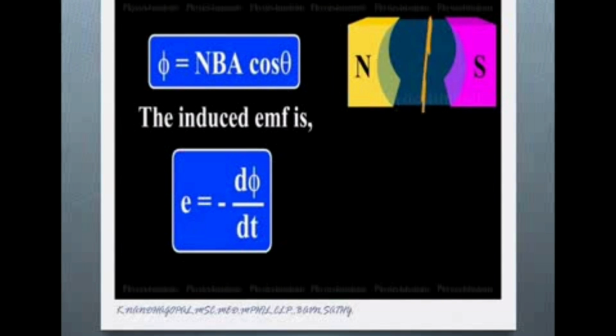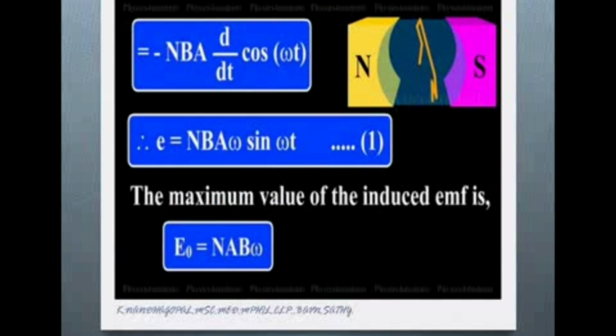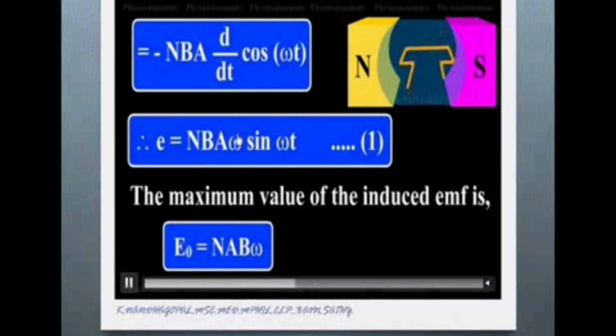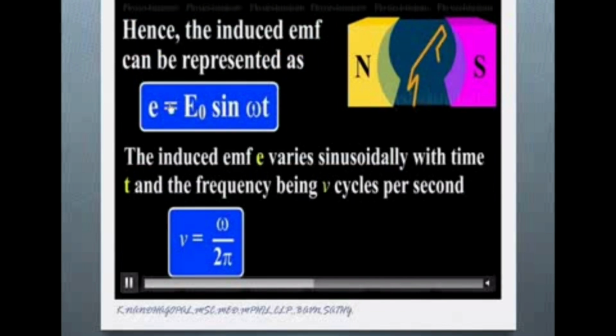Substituting that value in this equation, we have to differentiate phi. All the constant values, NBA, stay outside, and we take d by dt of cos omega t. Differentiating that, you will get omega sin omega t. In this equation, NBA omega we can take as E0. So E0 is equal to NBA omega, and we can write E equal to E0 sin omega t.